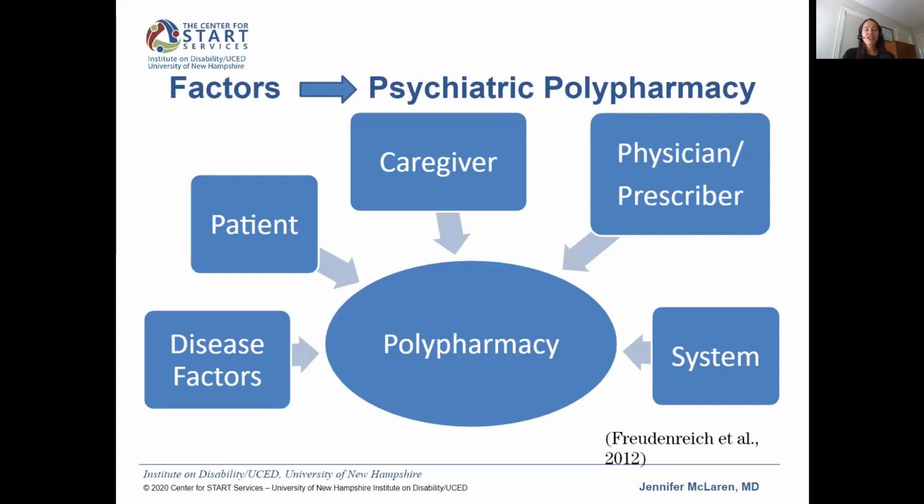So as a START coordinator or a START team member, when you see somebody with psychotropic polypharmacy, you want to think about these 5 factors, which are not discrete or independent. They all interact with each other when you're trying to formulate how did we get to the polypharmacy and how do we help resolve it. So there's disease factors, there's patient, there's caregivers, there's physician prescriber, and there's system, if you want to resolve the polypharmacy.